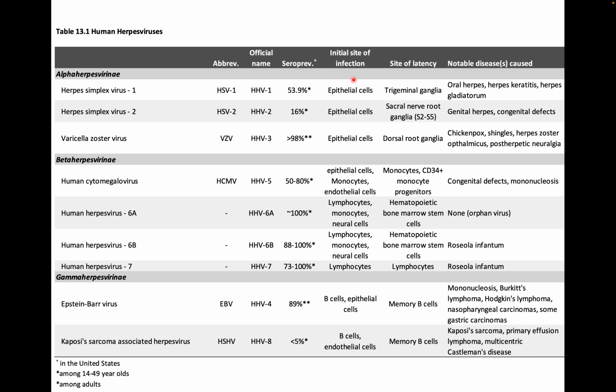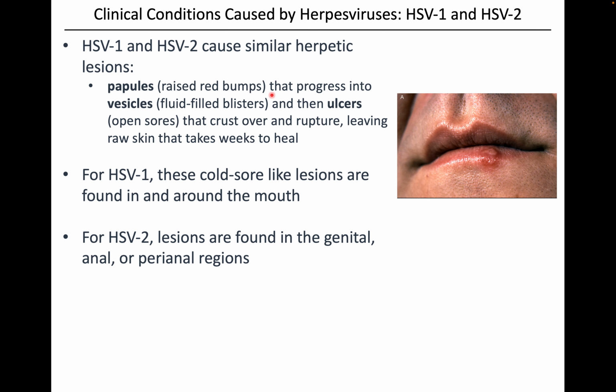Then this is also going to give us the preferred initial site of infection by these viruses. So it's typically either epithelial cells, monocytes, lymphocytes, in some cases nerve cells, and then down here you've got B cells as well in the mix. Where they go latent is in the next column, and then notable diseases. So we'll touch on some of these individually as we go through, but we'll start up top, and we'll talk about herpes simplex 1 and 2, or human herpes virus 1 and 2 together.